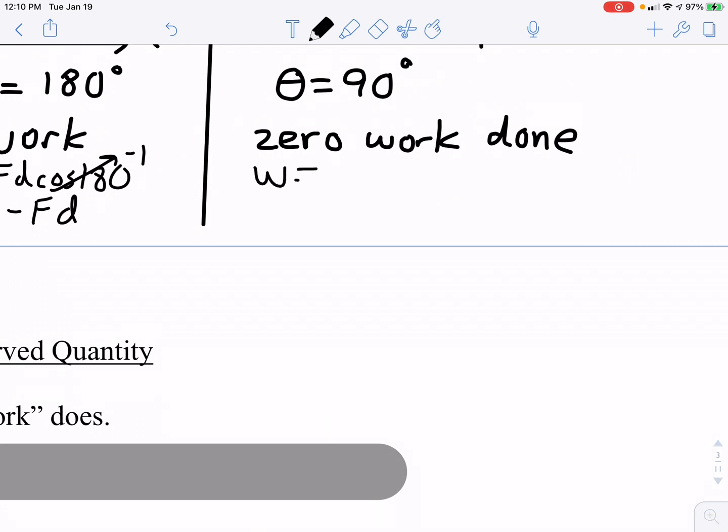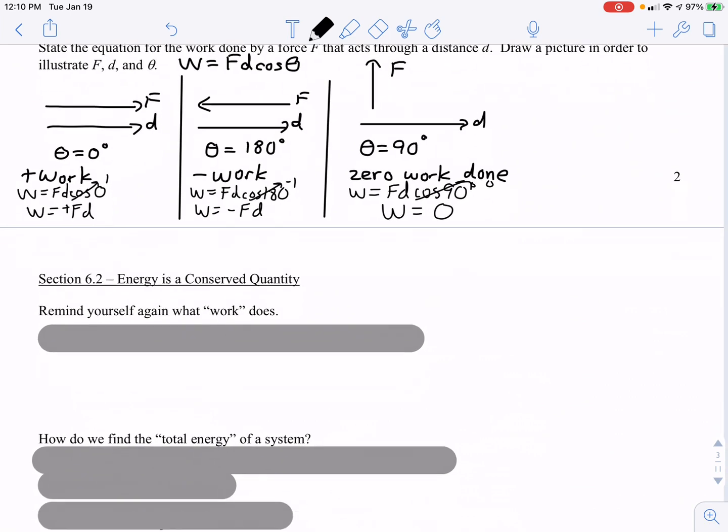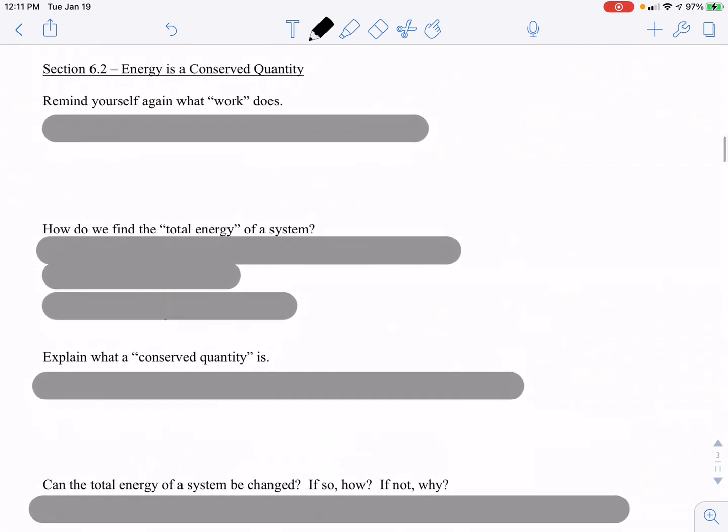Let's take a look mathematically. Force times distance times the cosine of 90 degrees. Well, the cosine of 90 degrees is 0, therefore work is 0. In section 6.2, energy is a conserved quantity in your electronic textbook, remind yourself what work does again. Again, ladies and gentlemen, feel free to pause the video at any point in time for you to reference anything for your notes.